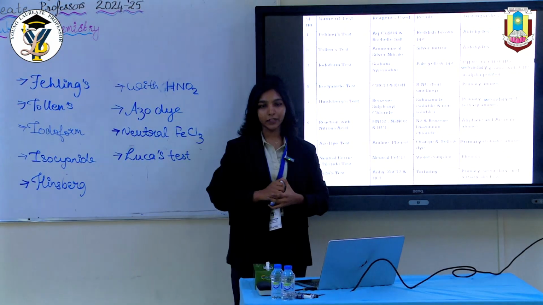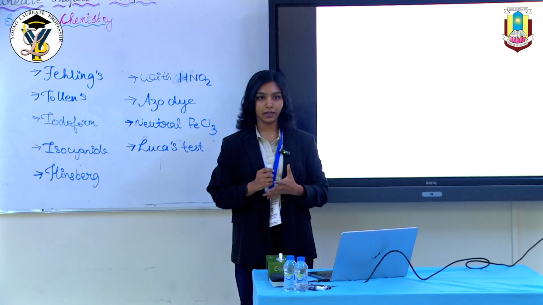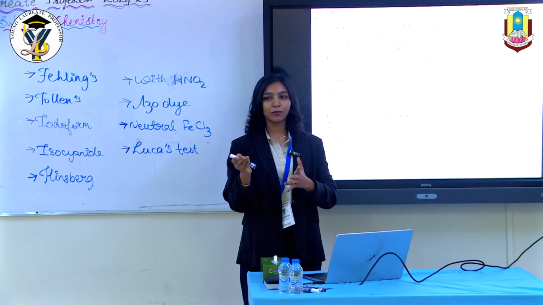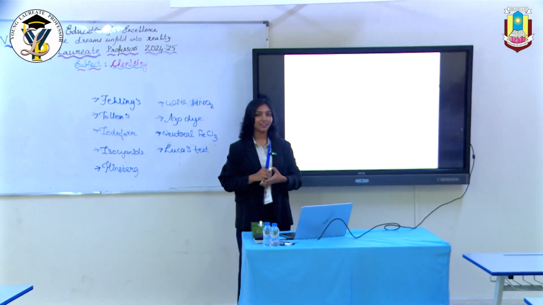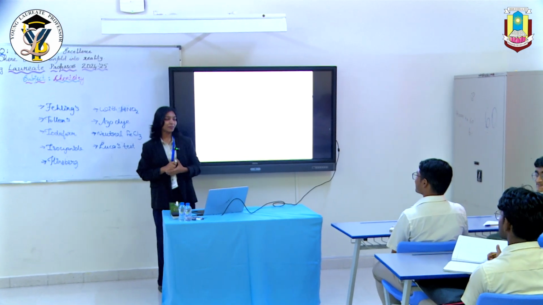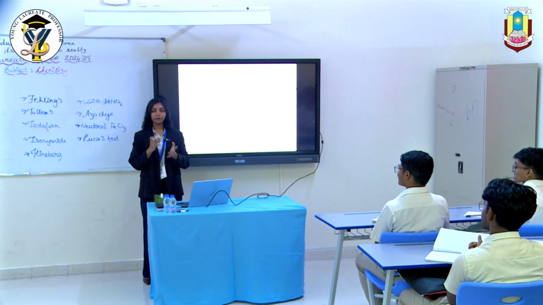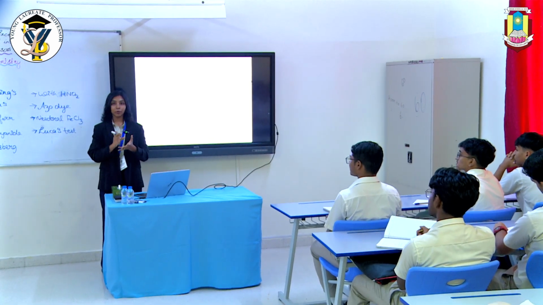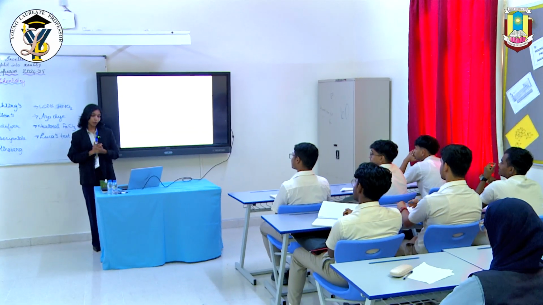So let me ask you a quick question. In which test is a reddish brown precipitate obtained? Can someone tell me what the precipitate is? I mean the name of the precipitate. Yeah, cuprous oxide. So the question was, in which test is a reddish brown precipitate obtained as a result, and what's the name of the precipitate? It is Fehling's test, and the precipitate is cuprous oxide.